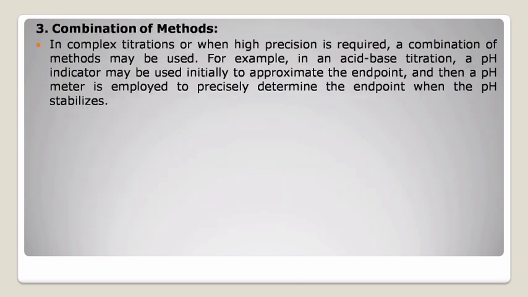Third, combination of methods. In complex titrations or when high precision is required, a combination of methods may be used. For example, in an acid-base titration, a pH indicator may be used initially to approximate the endpoint, and then a pH meter is employed to precisely determine the endpoint when the pH stabilizes.